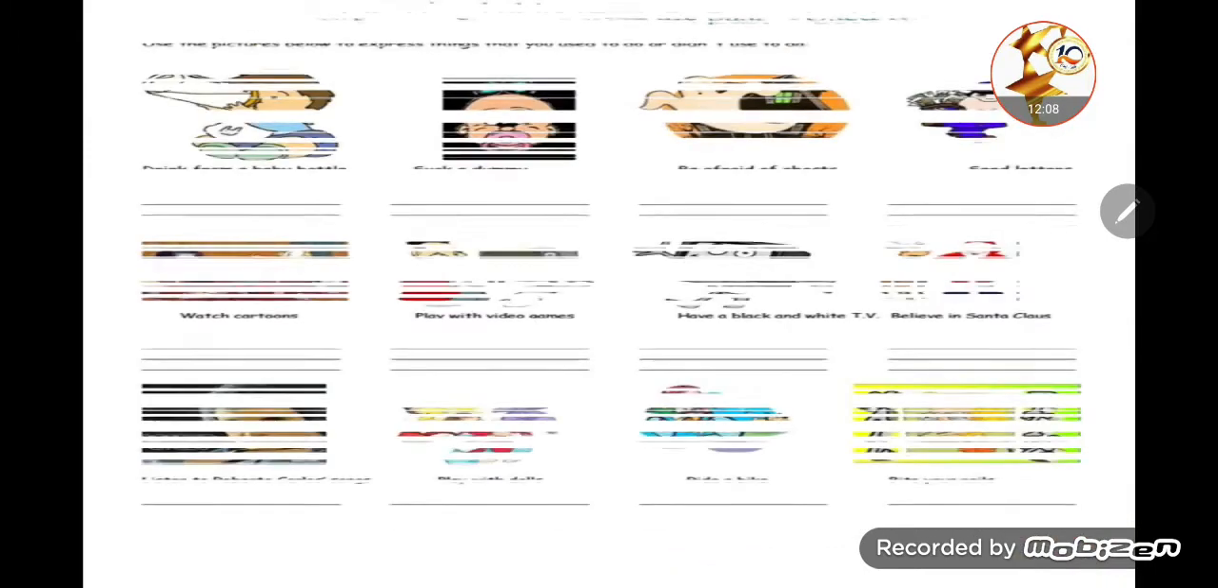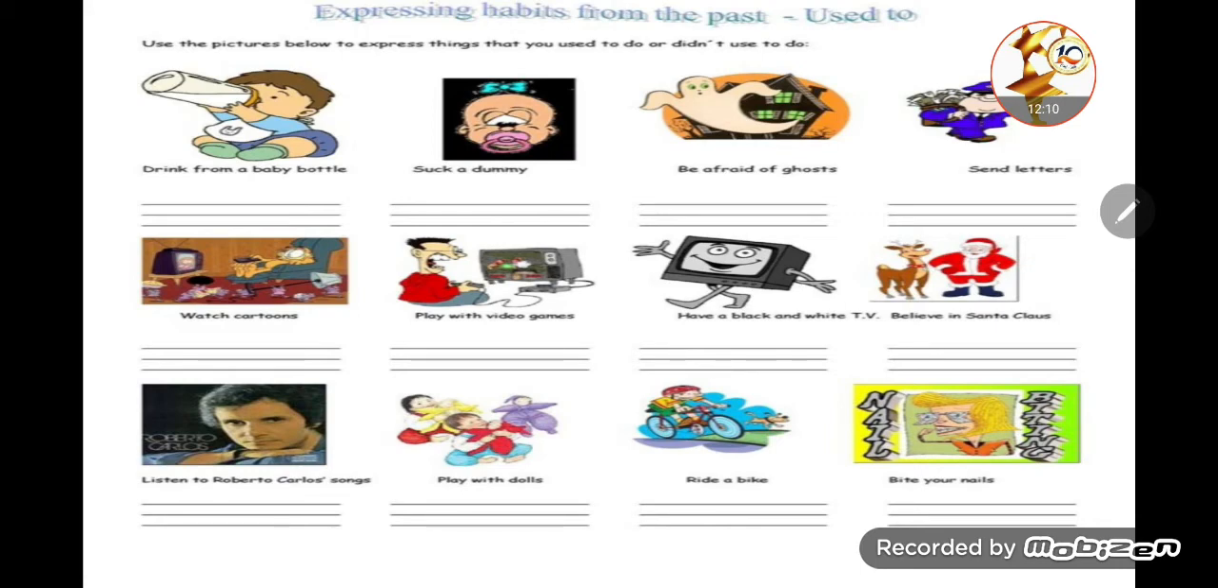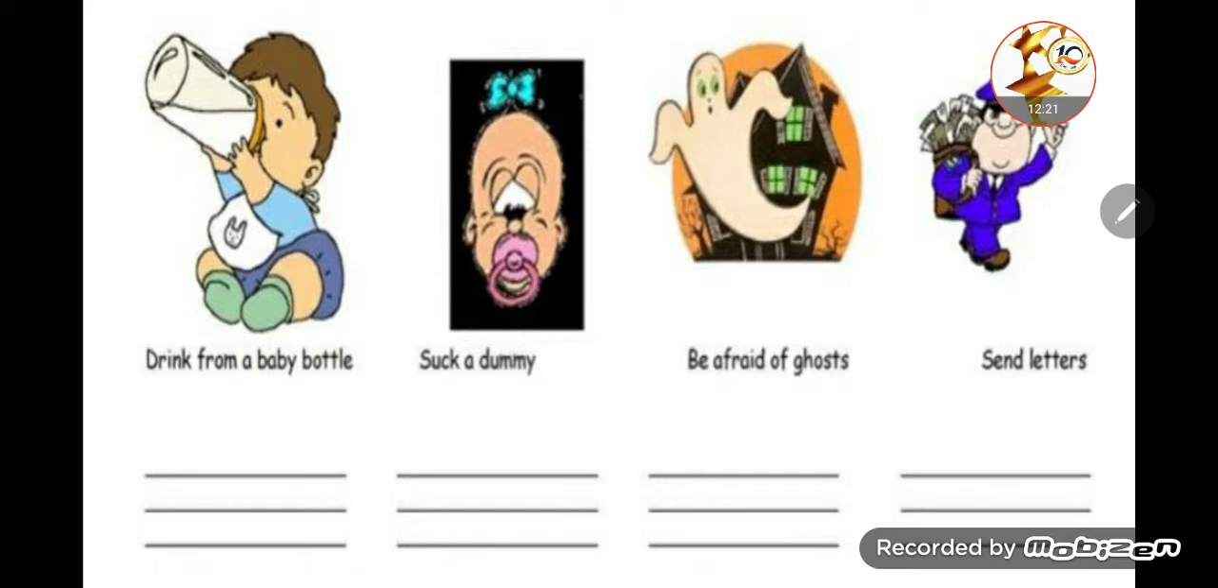Okay. Let's move to this question. This worksheet is about what? About used to. This worksheet was about used to. Let's see the first 4 pictures. Number 1, drink from a baby bottle, suck a dummy, be afraid of ghosts, send letters.